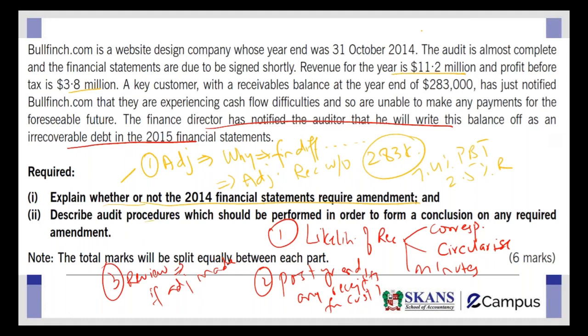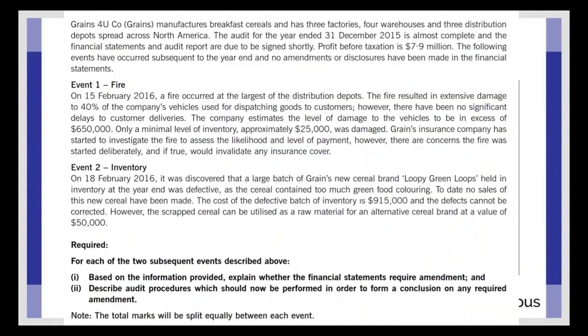Right, guys. The next question, again, I wanted to do questions on this because this is a difficult element. For this, I'm going to give you about 10 minutes. Now, listen to this very, very carefully. I need you to be very careful that for each event, you have to tell me whether the financial statements require adjustment or not, and you'll have to tell me the audit procedures as well.